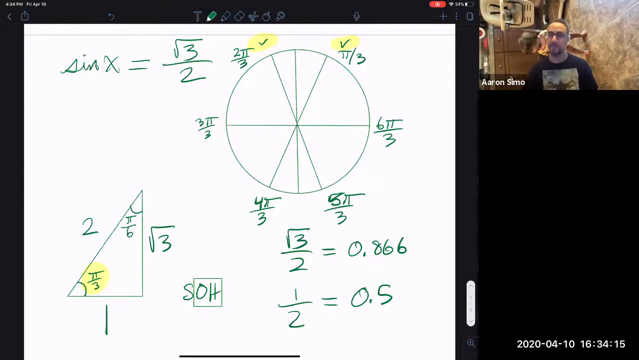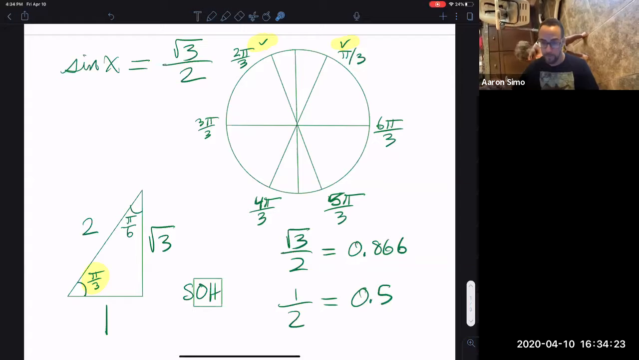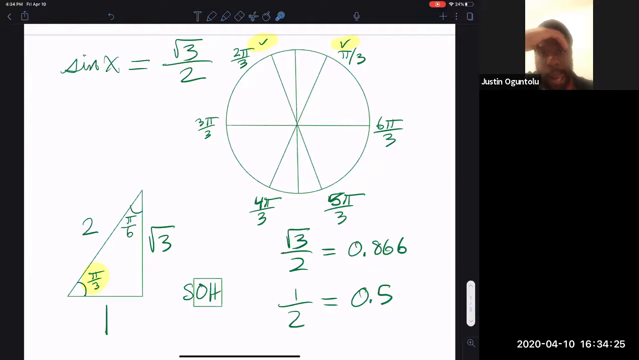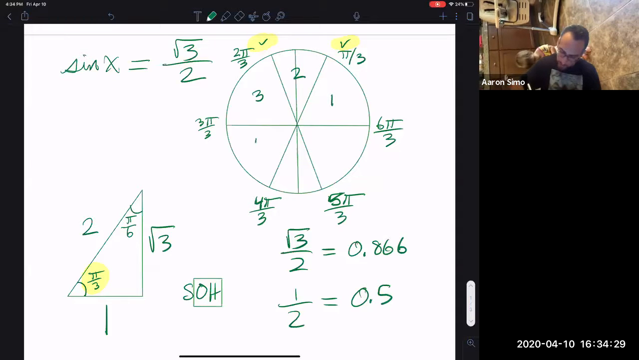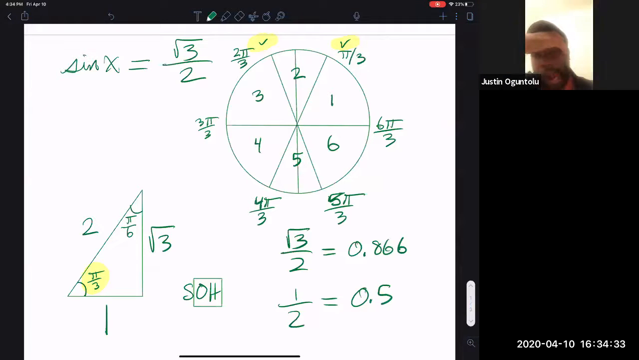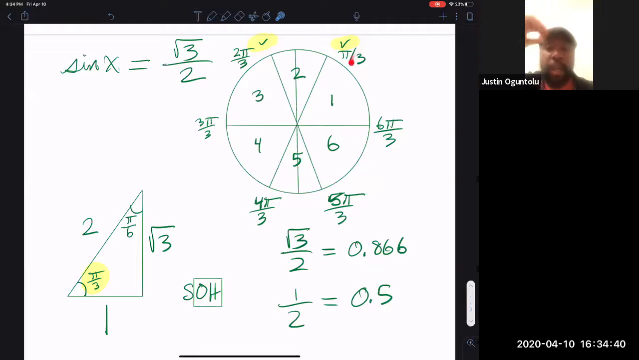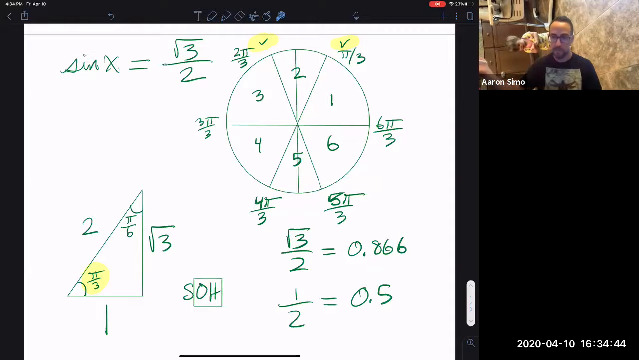Guess how many slices of pizza I have now? Tell me how many slices of pizza do I have? Equal slices of pizza. 1, 2, 3, 4, 5, and 6. Why do I have 6? Multiply the number on the bottom by 2. When you count by pi over 3s, there's 6 slices of pizza.